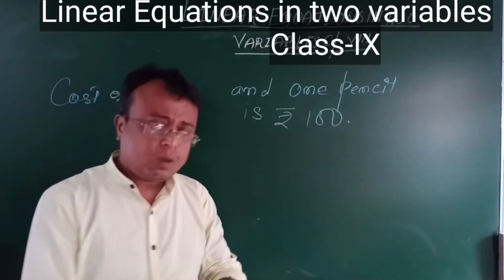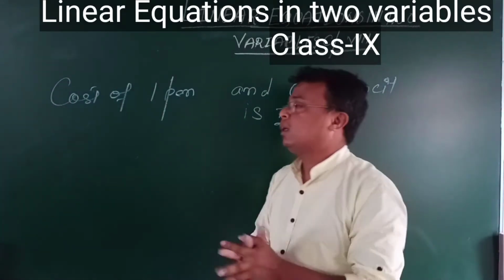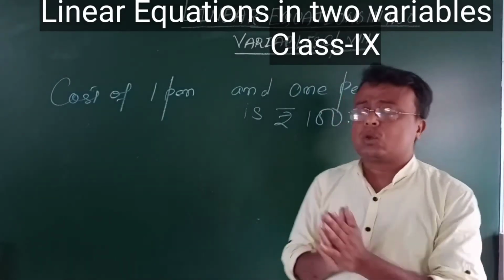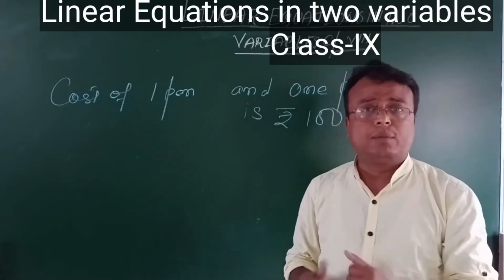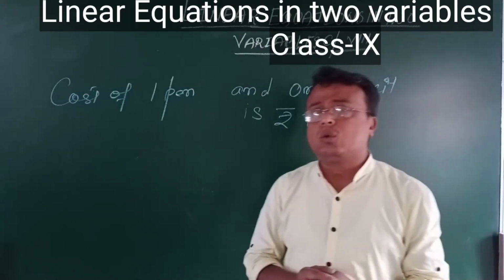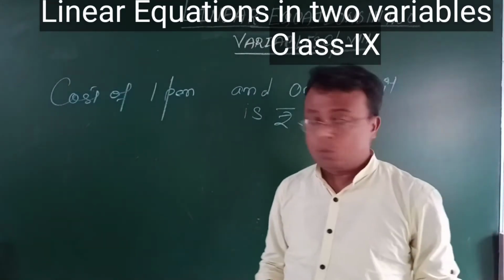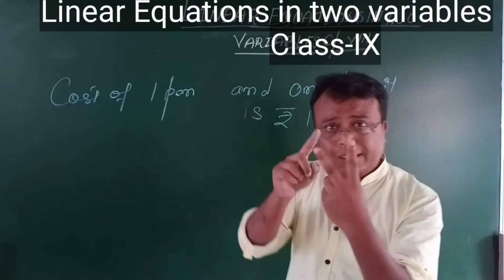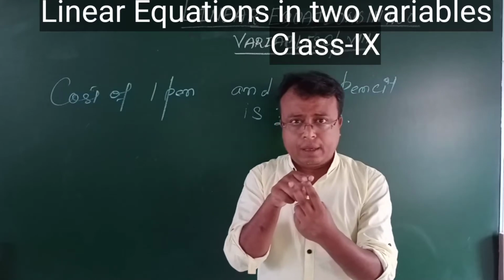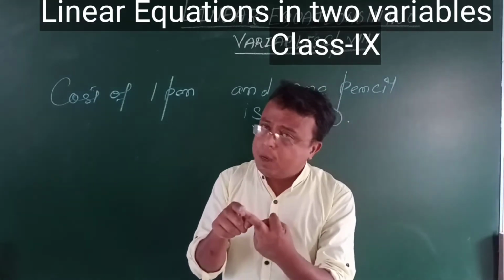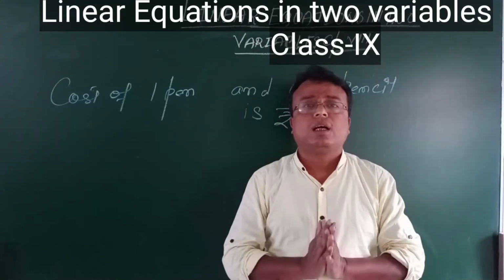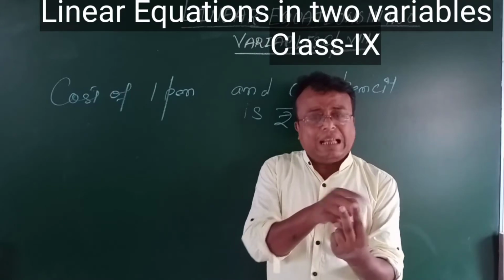Now we have to frame one equation here. What is unknown to you in this question? The cost of one pen, this is one thing unknown to you. And the other thing that is unknown is the cost of one pencil. Two unknown things are there in this situation. What is the cost of one pen and what is the cost of one pencil? Those two things are unknown here. And the total given is rupees 100.